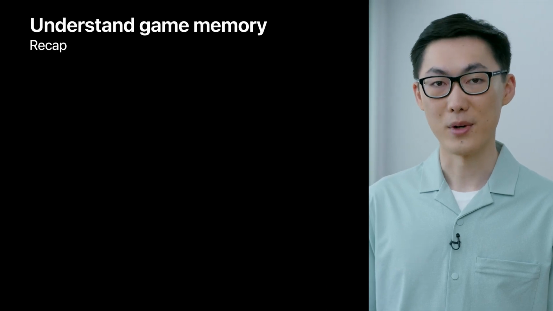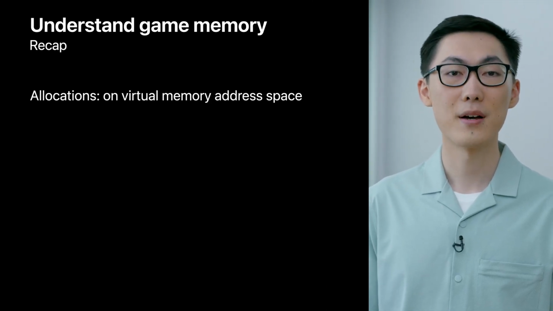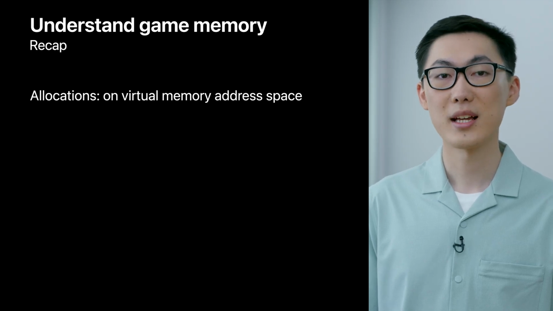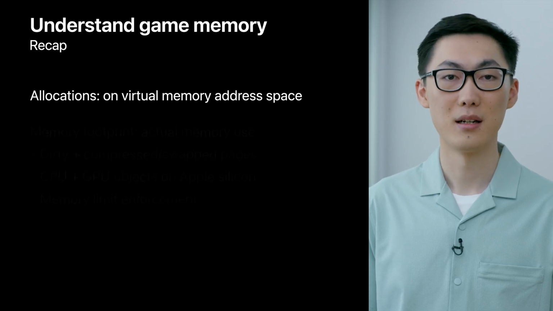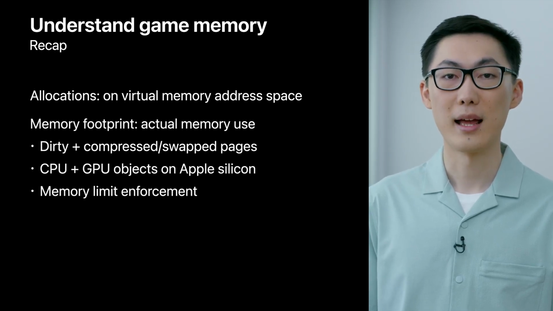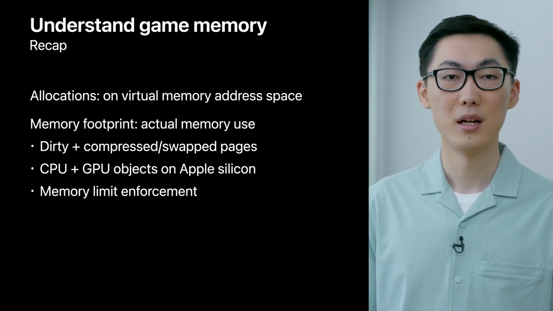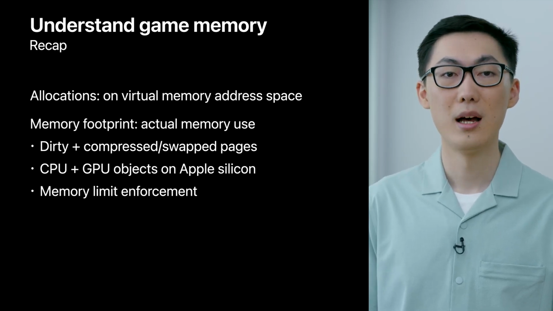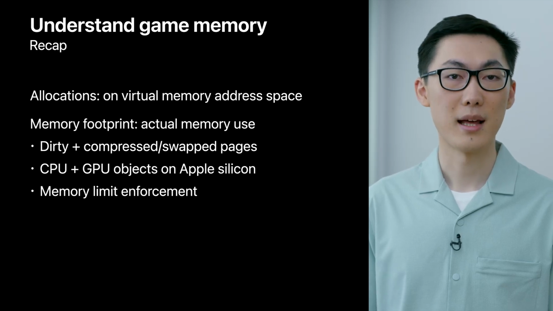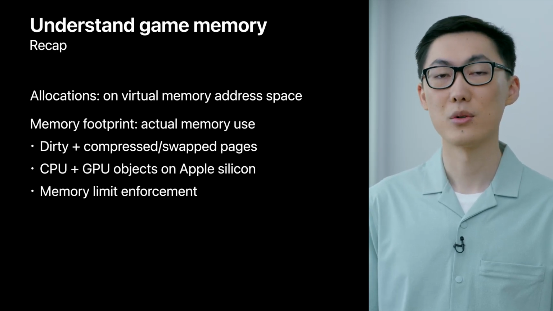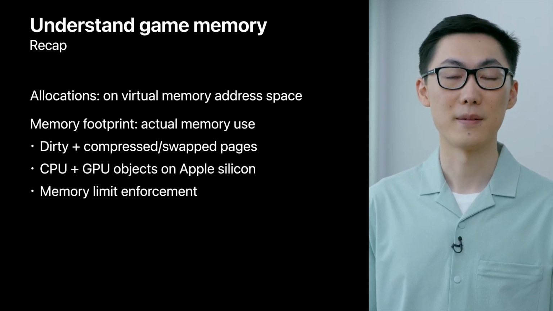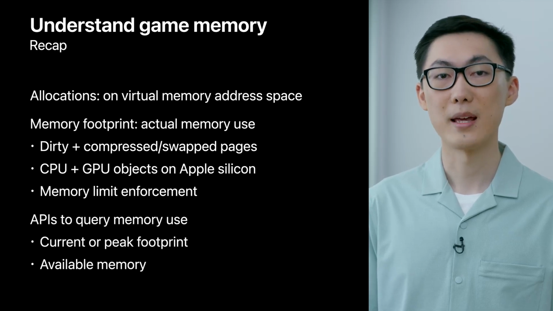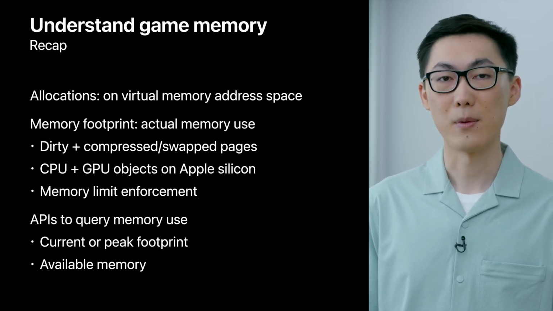To recap, in this first section, we reviewed some concepts about memory. Allocations in your game happen on virtual memory address space, and they will take up physical memory space as 16 KB pages once they're accessed by your game. Memory footprint is the primary and universal metric on Apple platforms to determine your game's actual memory use. Memory footprint contains dirty, compressed, and swapped pages. It includes both CPU and GPU objects on Apple Silicon, and it's used for memory limit enforcement. Your game can call system APIs to get its footprint and available memory.